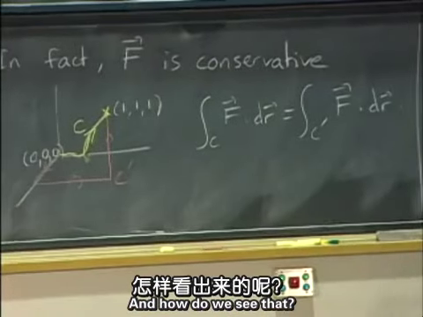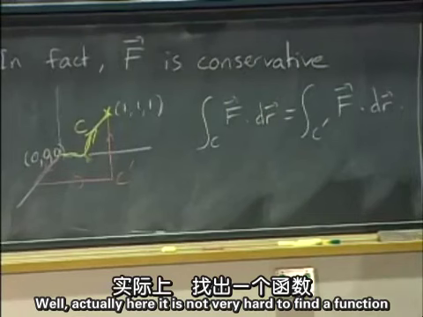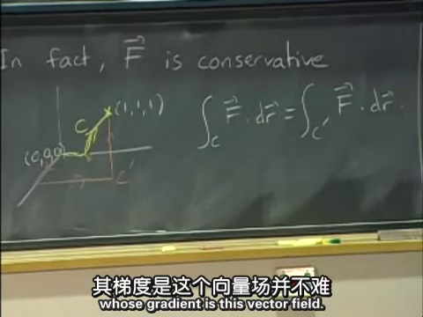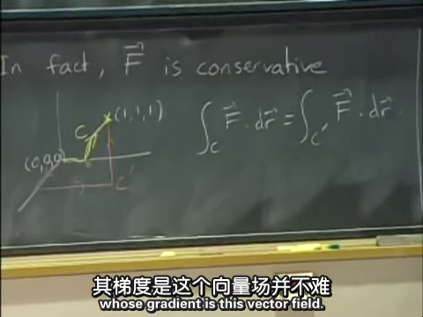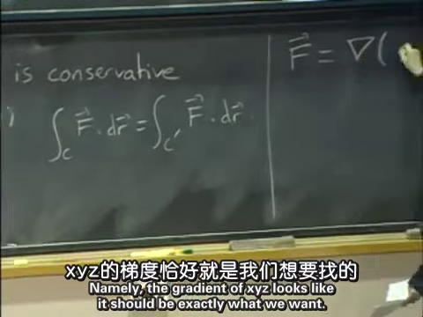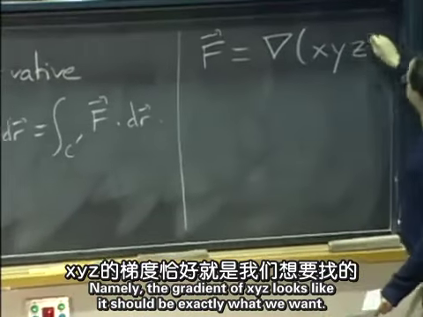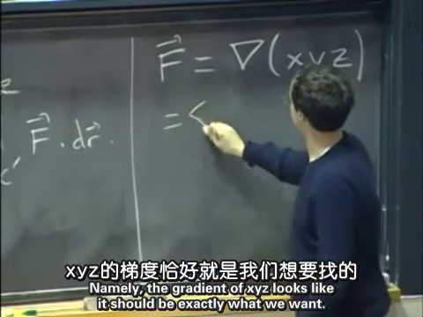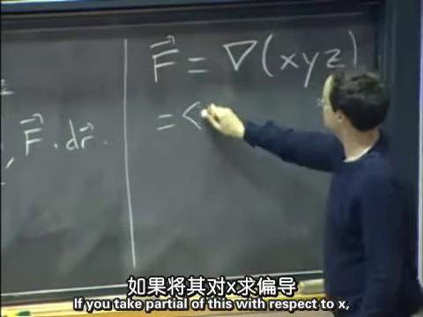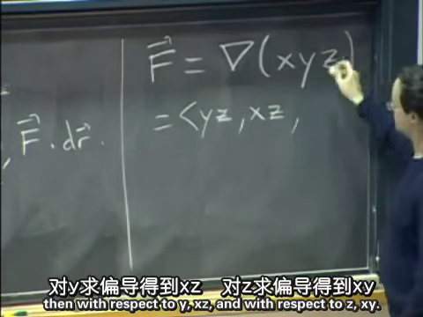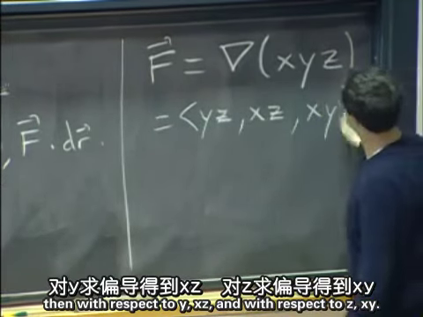And how do we see that? Well, actually here, it's not very hard to find a function whose gradient is this vector field. Namely, the gradient of xyz looks like it should be exactly what we want. Right? If you take the partial with respect to x, you'll get yz, then with respect to y, xz, and with respect to z, xy.